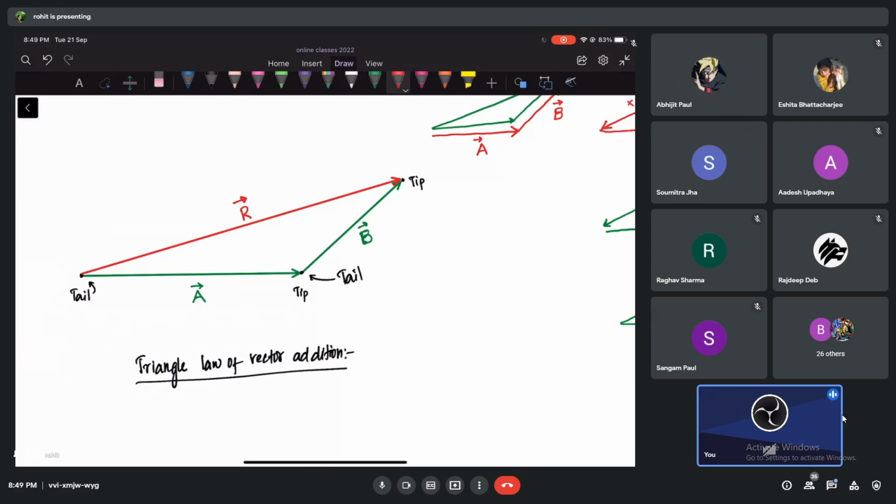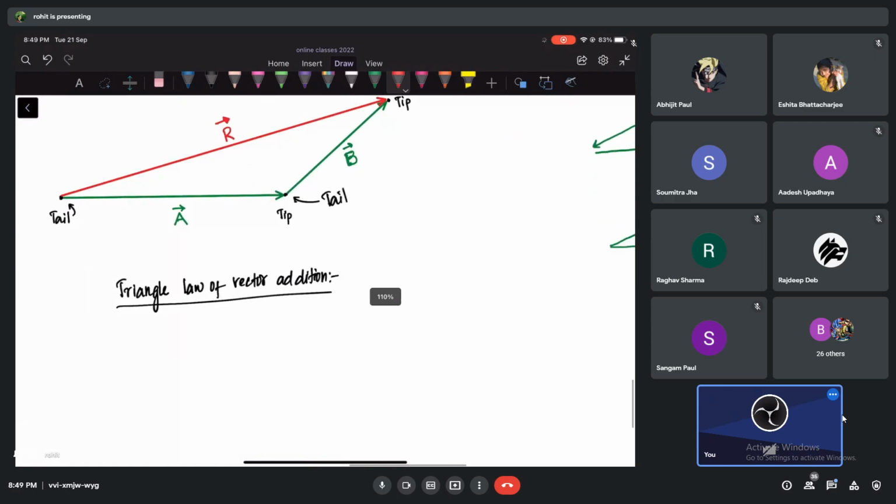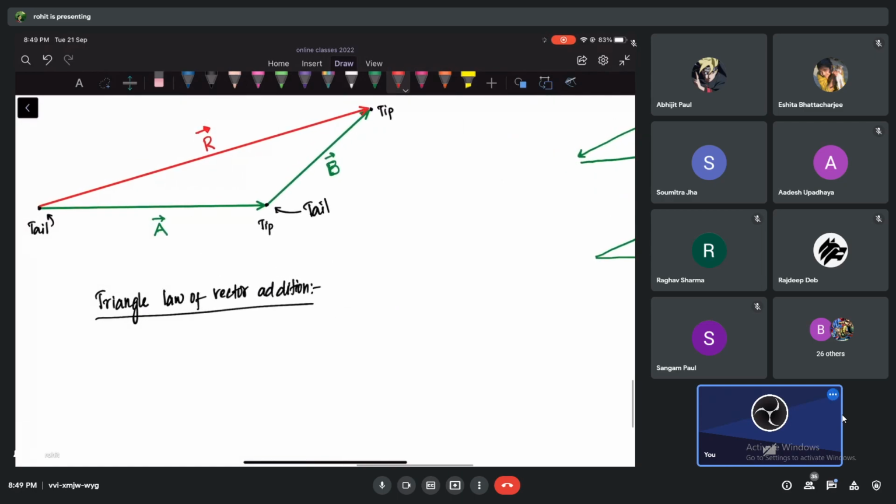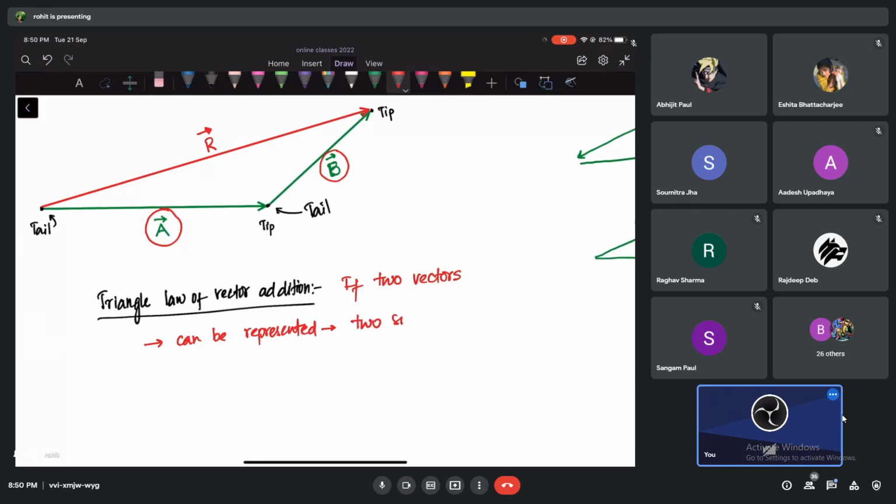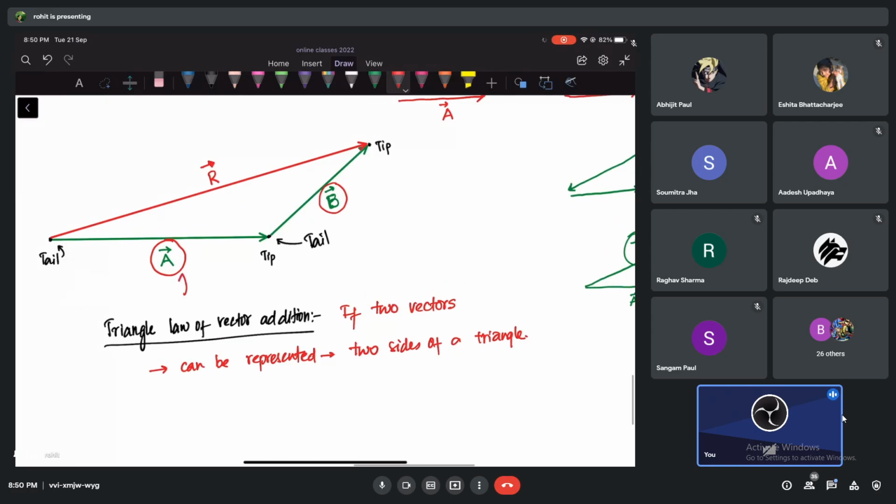Look at the statement. I'm reading from the book, what is the triangle law of vector addition? If two vectors, look at this, vector A and vector B, can be represented by two sides of a triangle, do you agree? Vector A and vector B are right now being represented by two sides of this triangle.